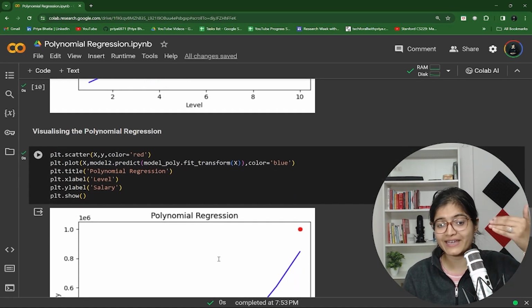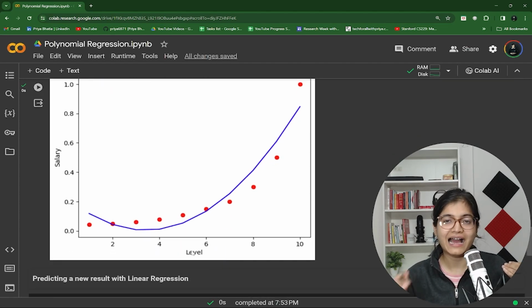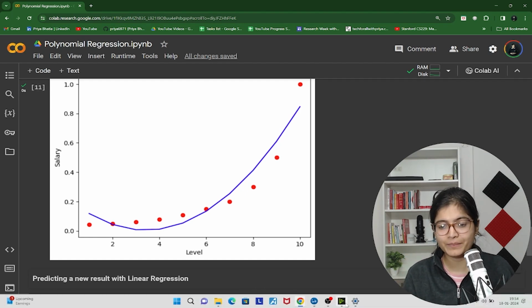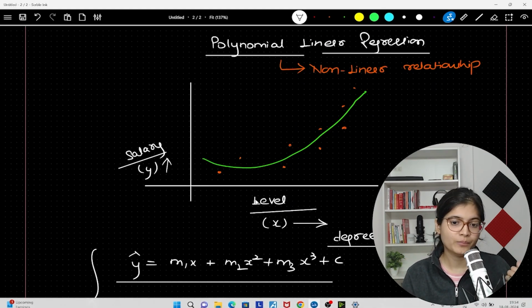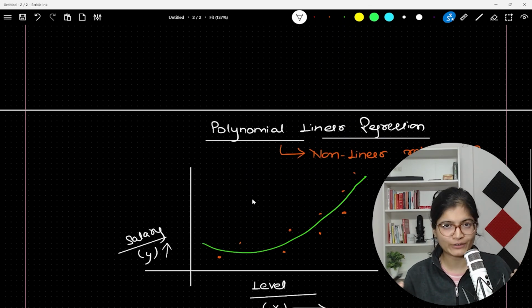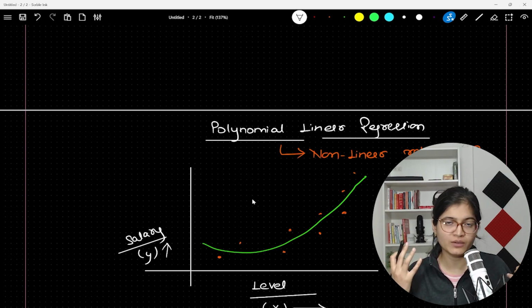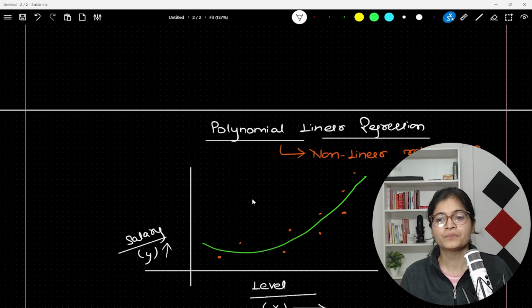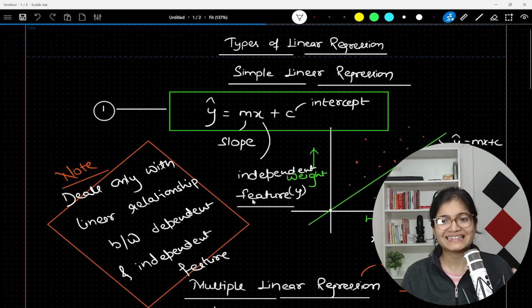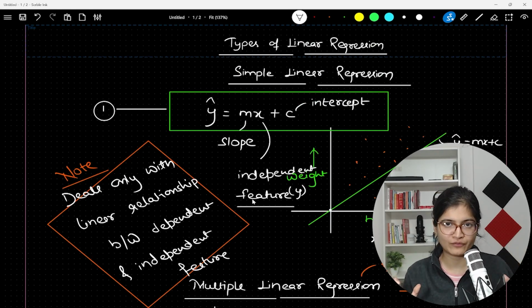But if I draw the same thing with polynomial regression, I am able to reduce that error because the curve now shows as a polynomial curve, right? So this is the overall idea behind polynomial regression: whenever our data holds a non-linear relationship, that's where we go for the polynomial linear regression concept, right? I hope it makes sense. This is the overall idea behind the types of linear regression.